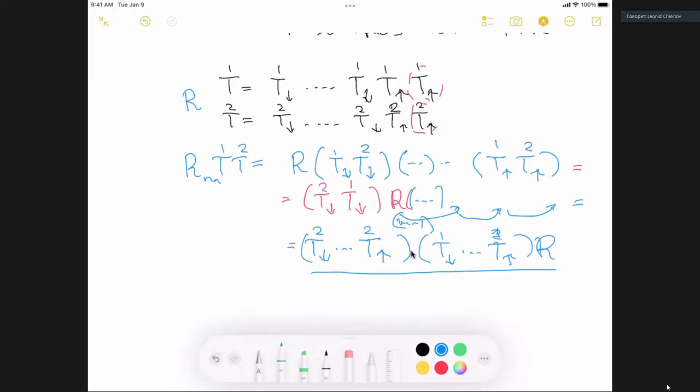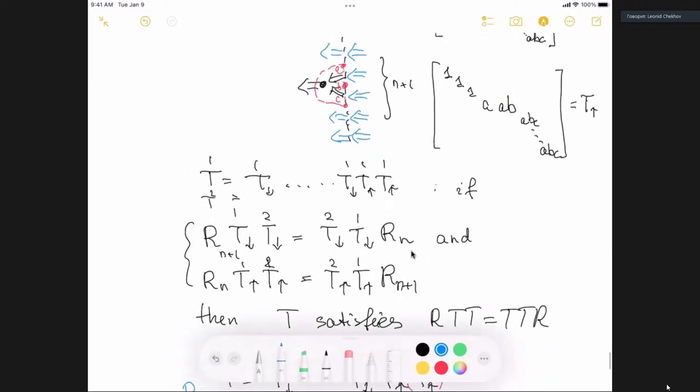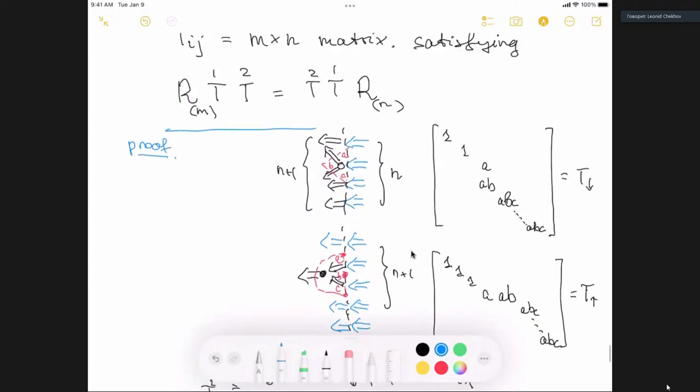So it's one of the advantages of this R matrix relation, that we can relatively easily move it through these products of matrices. So maybe I will prove one relation. Let's see how it works for this T down.